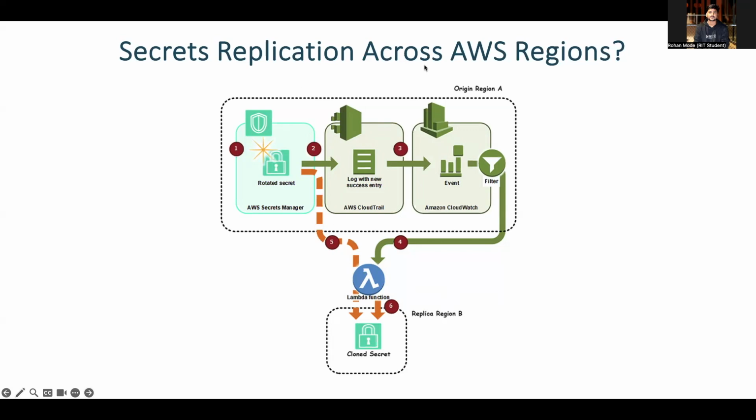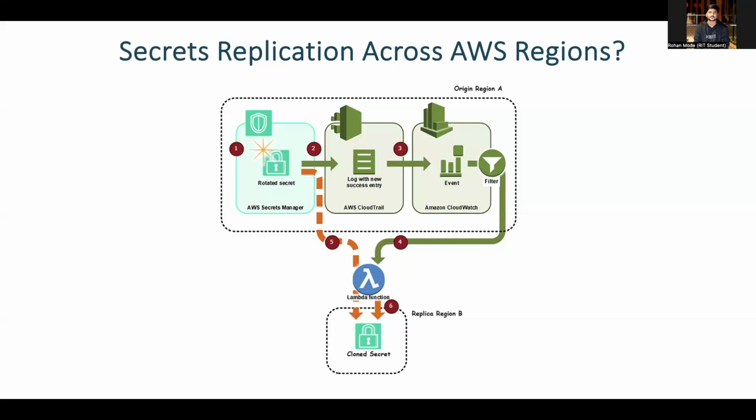So let's understand how this entire process works. At first, let's talk about origin region A and the replication region B. In the origin region A, at first, a secret is updated or rotated in Secrets Manager. In the primary region, rotation means the password or sensitive information is changed to keep it secure. For example, your database password in region A is rotated from, say, password123 to password456.